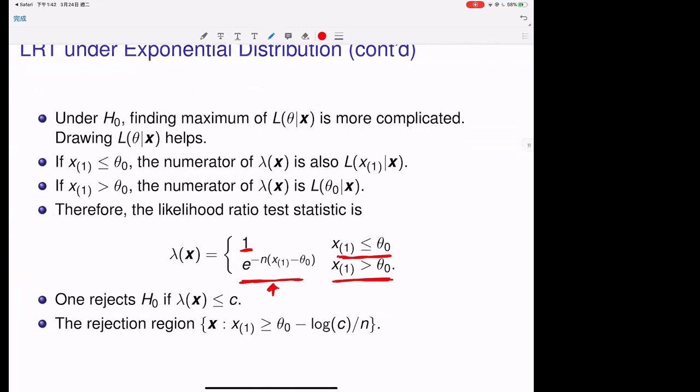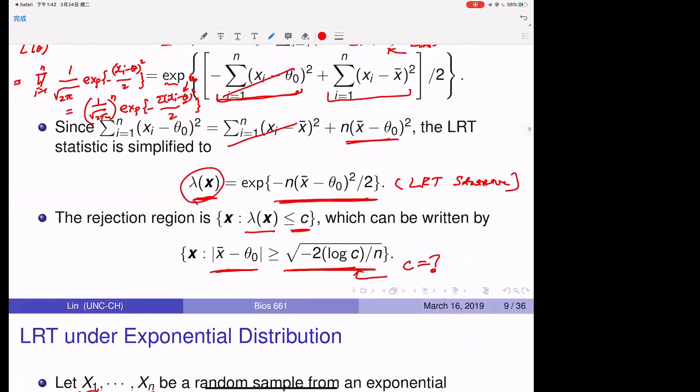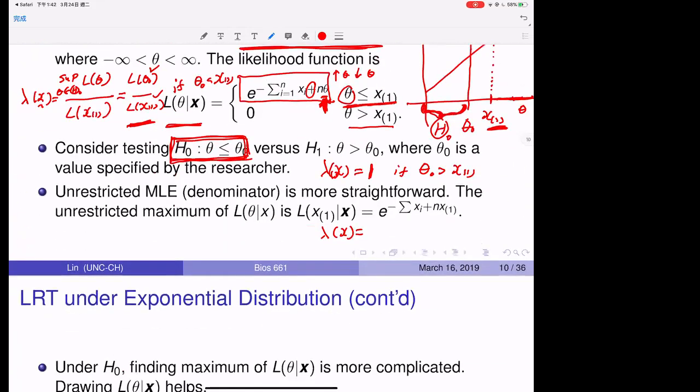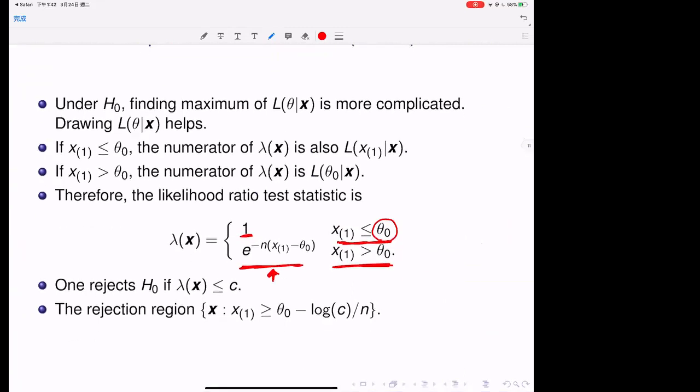Again, it's a likelihood ratio test, not as clean as the normal distribution case, where writing down lambda x greater than c is really clean. Here it really depends on where theta 0 is. But by any means, you're still rejecting your null hypothesis whenever lambda x is smaller than c. Then again, I can rewrite this part to become this, based on this.